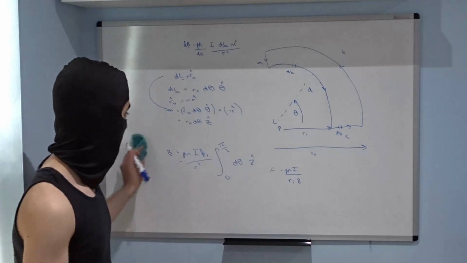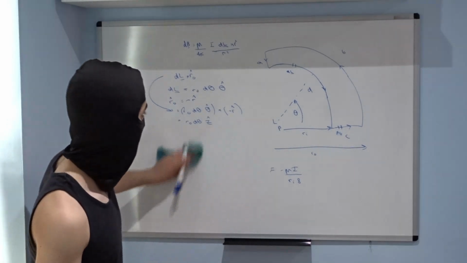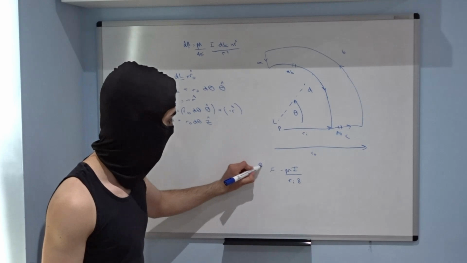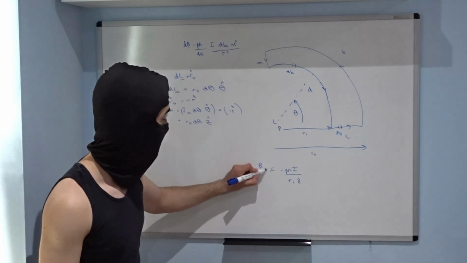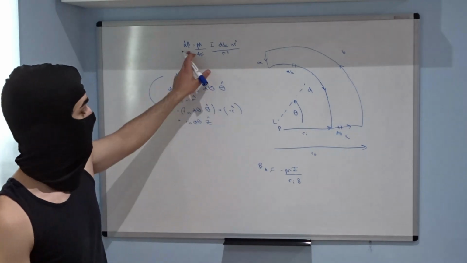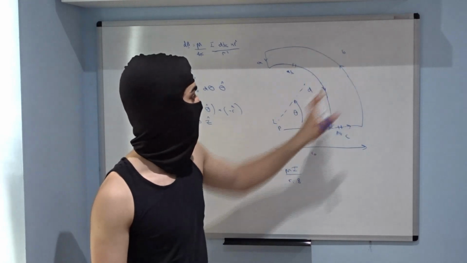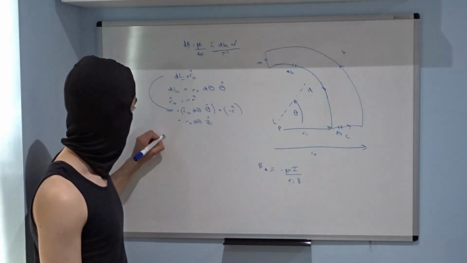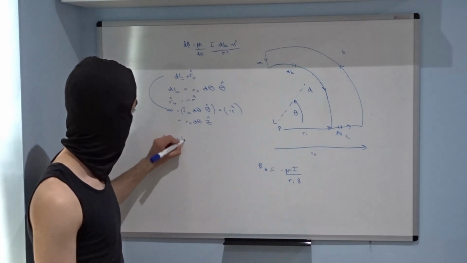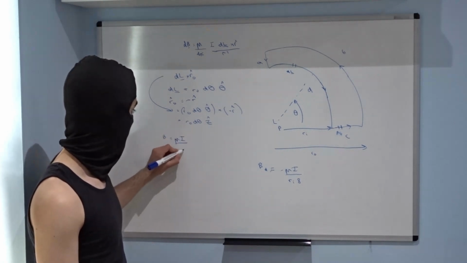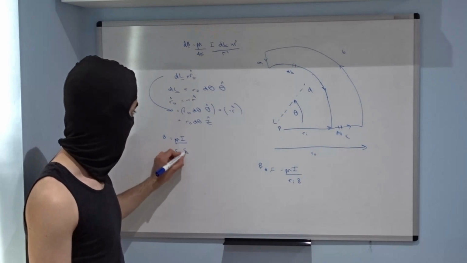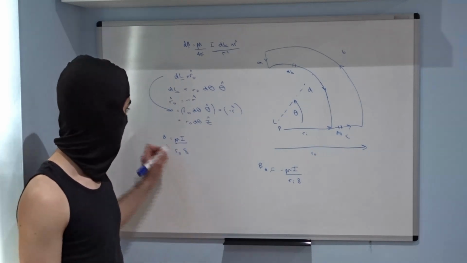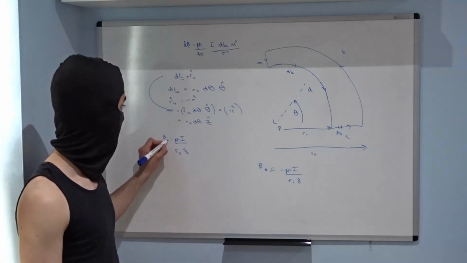So then we can work out, again without showing too much work, the magnetic field strength at P from the line B, which is B equals μ0 I over 8 R0. That's from B.